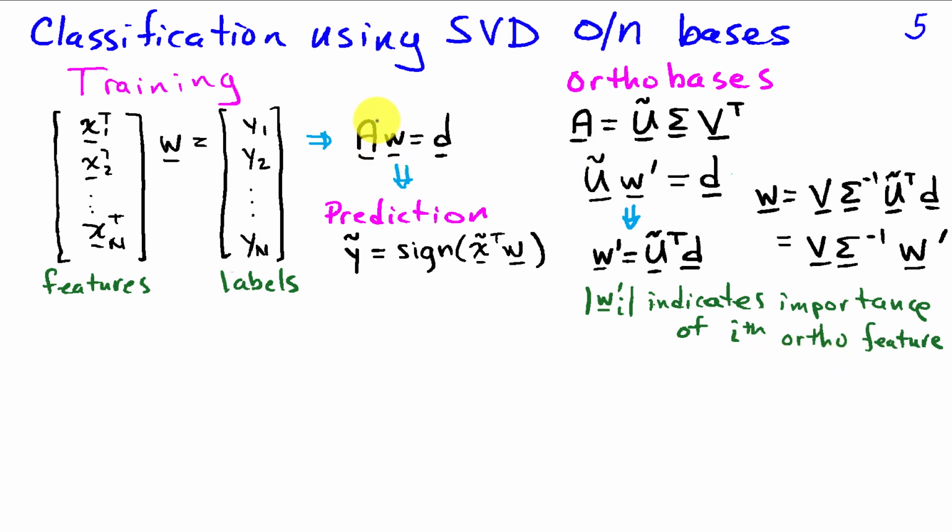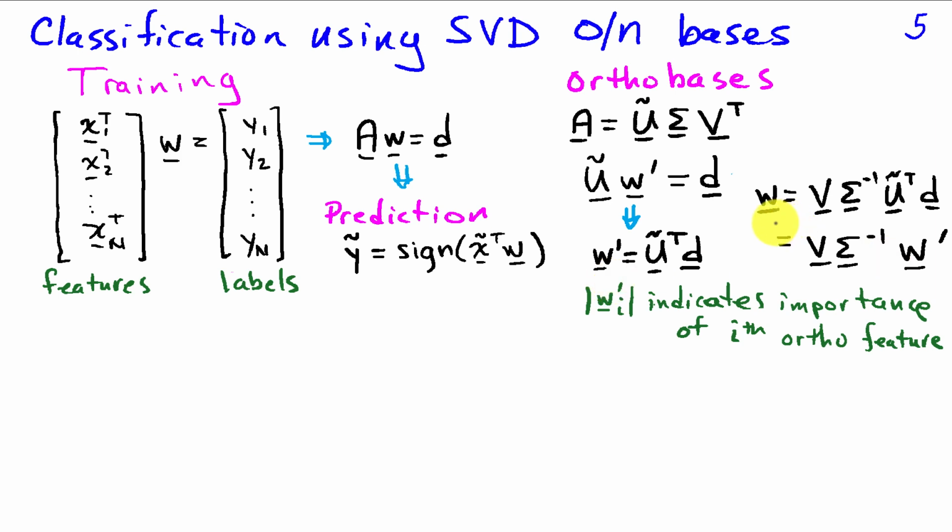It's harder to do that with the columns of A because the columns of A in general are going to have different norms, and just looking at the relative size of the elements of W doesn't really tell us which of these features might be super important and which might be relatively unimportant. But in this case, because all the columns of U tilde have the same norm, I can look at the relative size of the W primes, and that tells us the importance of the feature. So that's a big rationale for using orthobases: it's very easy to determine which features make the biggest difference in terms of the predicted label.